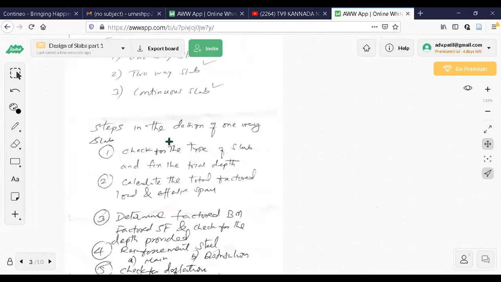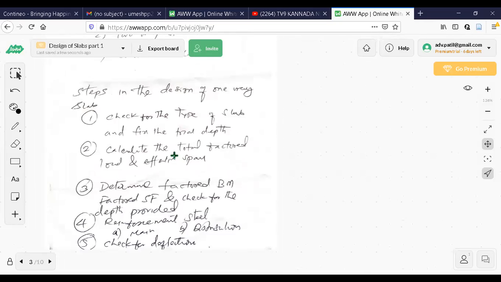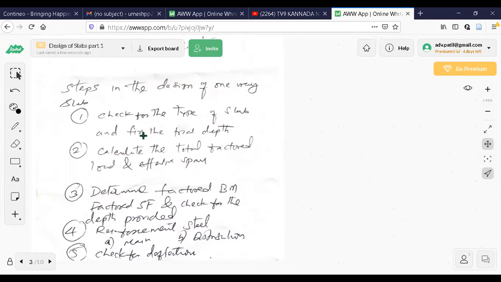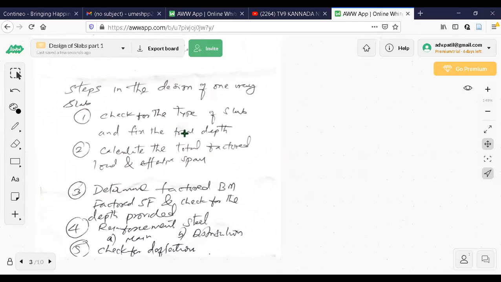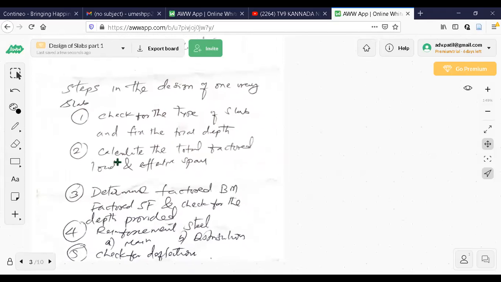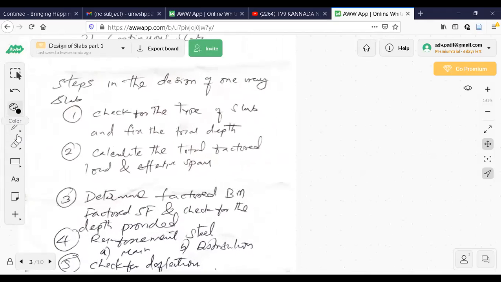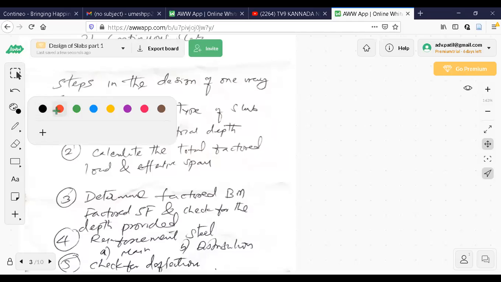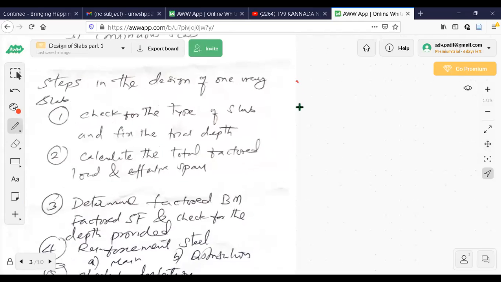Next is steps in the design of one-way slab. First, check for the type of the slab. Whether it is one-way or two-way, you should check. Simple method is Ly by Lx. Ly by Lx should be more than 2. Then it becomes a one-way slab. It means that predominantly it bends in only one direction. So here observe this one. Once again, I am repeating this.